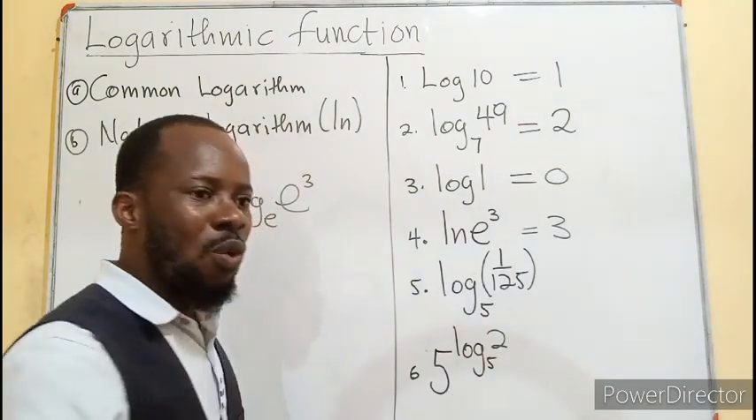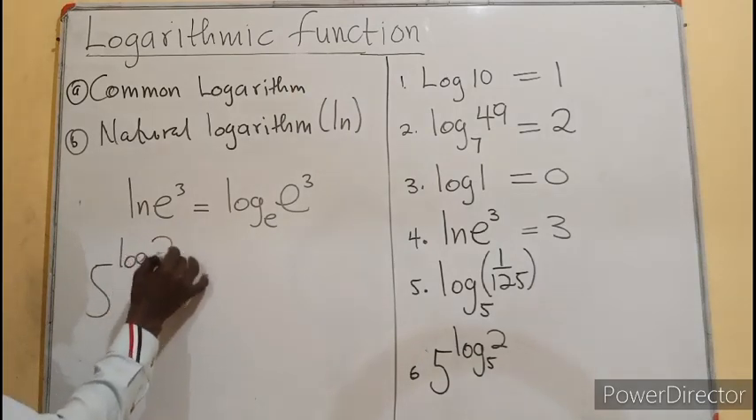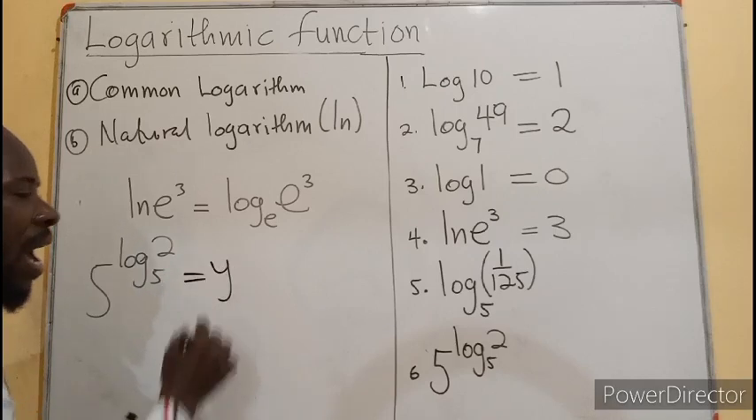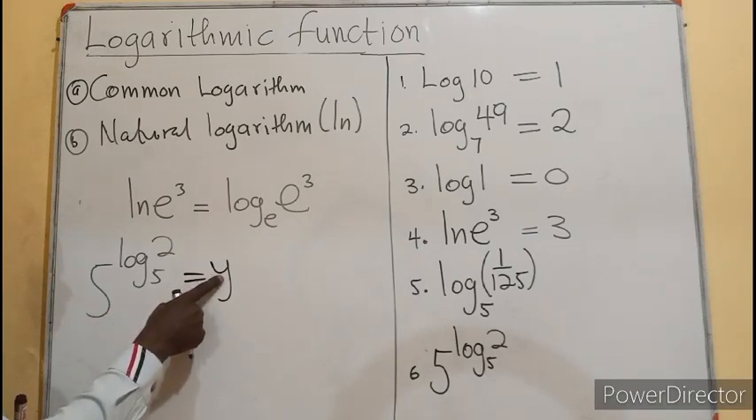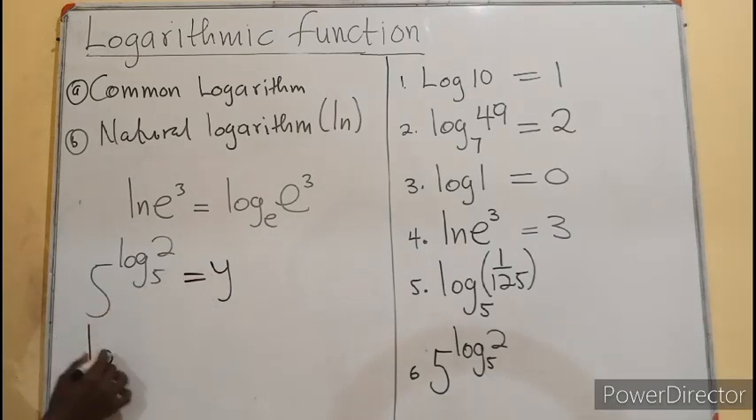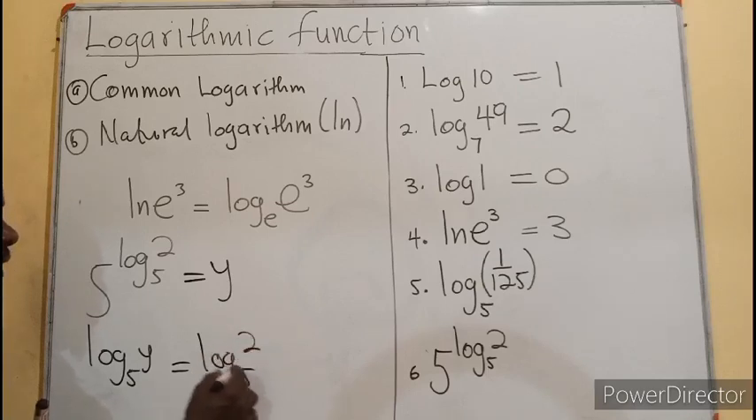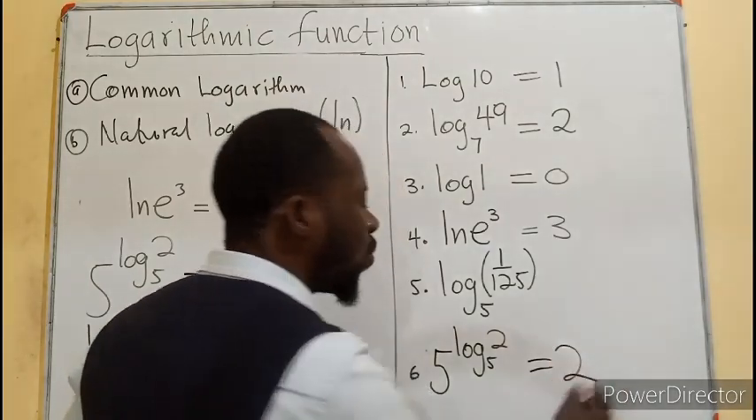So this here could also be taken as 5 exponent log of 2 base 5. We can let all this be equal to y. Then here, the base, take this. So the logarithm of base 5, take this as a number, equals the exponent log 2 base 5. Log base 5, log base 5, they will cancel, meaning y equals 2. So if y is 2, it means the whole of this is equal to 2.